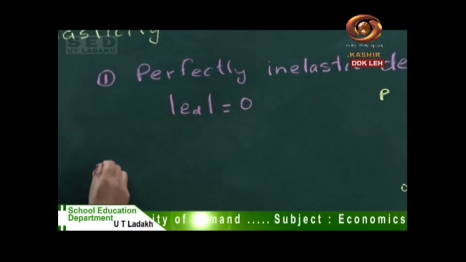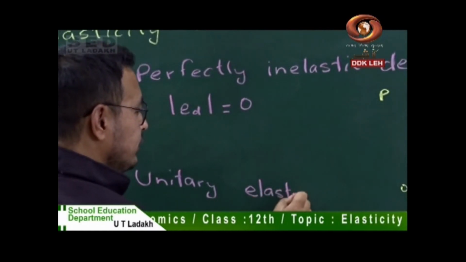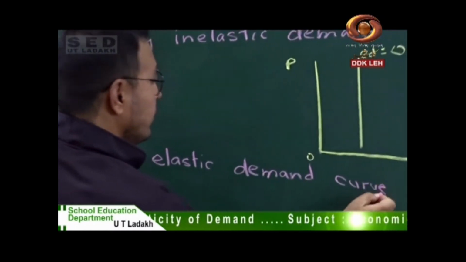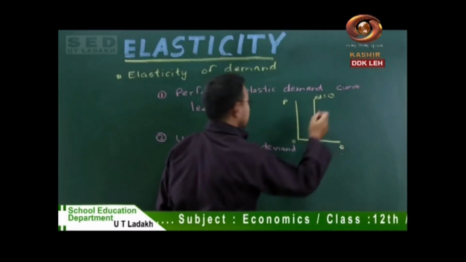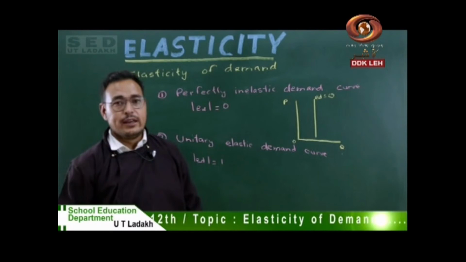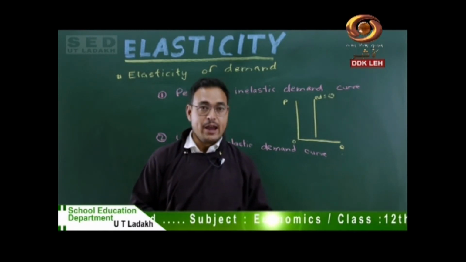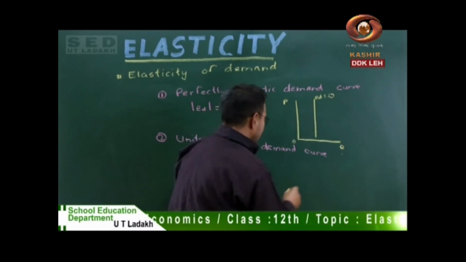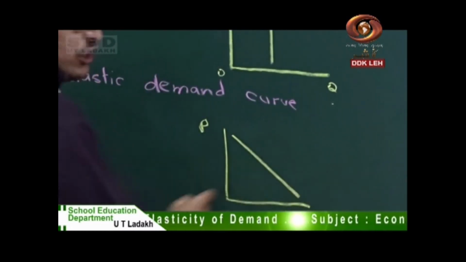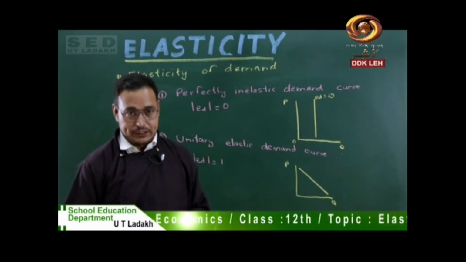The second is your unitary elastic demand curve. So here also you can write curve. So this simply means that your ED is equal to 1. In other words, it tells that your percentage change in quantity demand is equal to your percentage change in price. So here, if we look at the graph, the demand curve will be like this. It means the change is equal. When your price falls by 1%, your quantity will also fall by 1%.